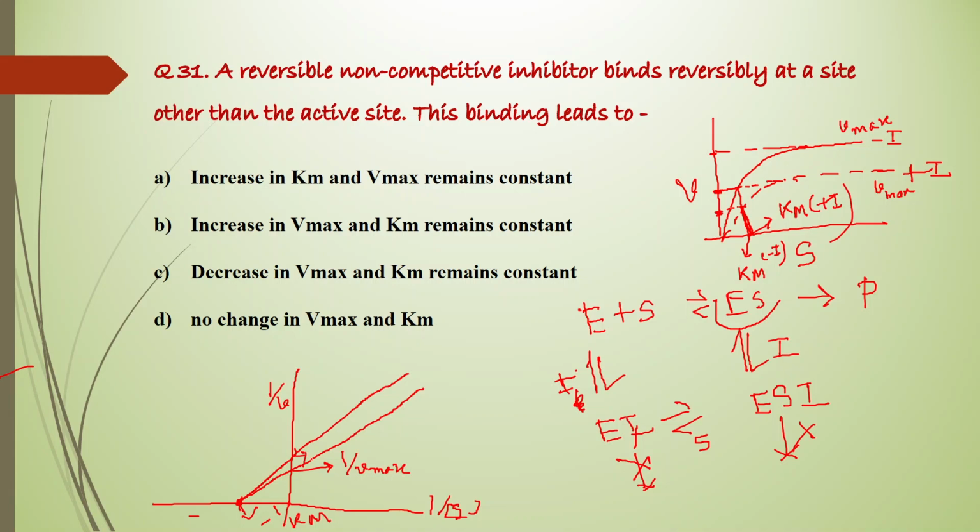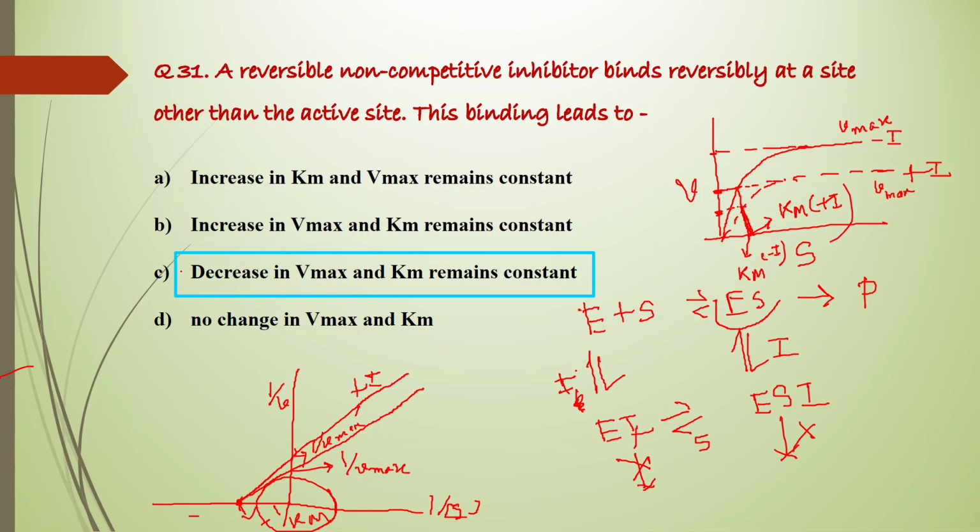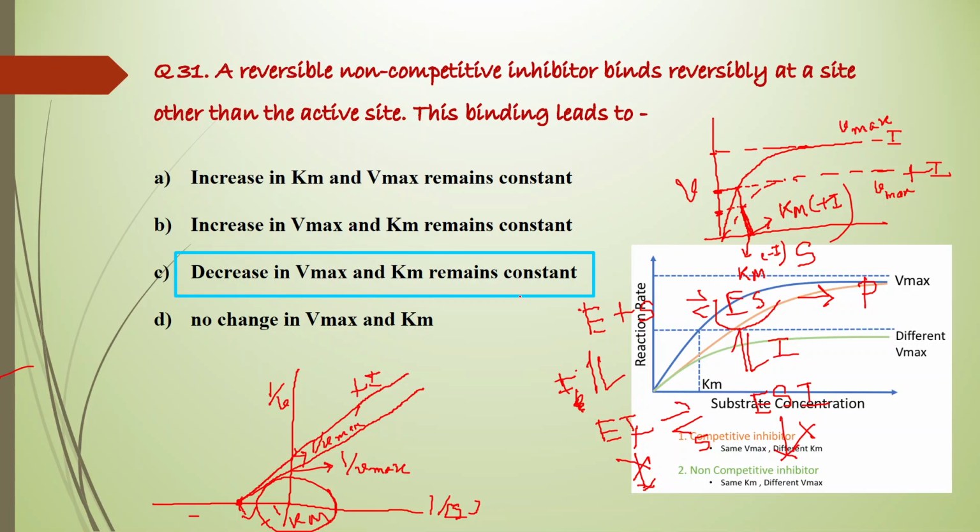So this is your 1 by Vmax prime in presence of inhibitor, and obviously the overall velocity has decreased, so 1 by V is above the non-inhibited straight line. So from this what we get is that the Km value does not change, but the Vmax value decreases. Now let us look at the options. The only option that states it is option C, that there is a decrease in Vmax value but the Km remains constant. Hoping this one is clear.